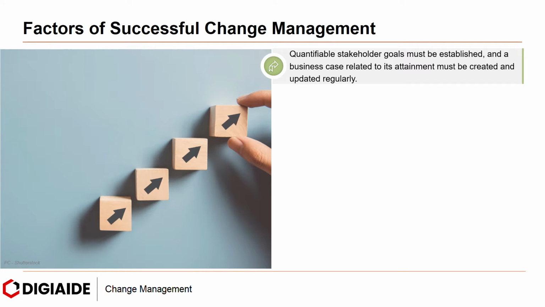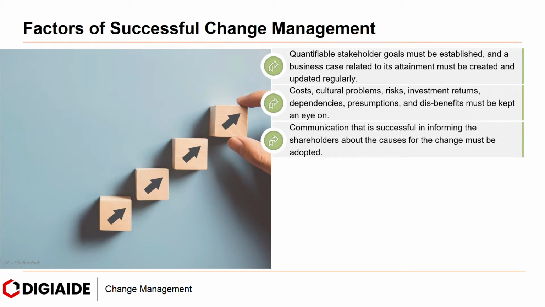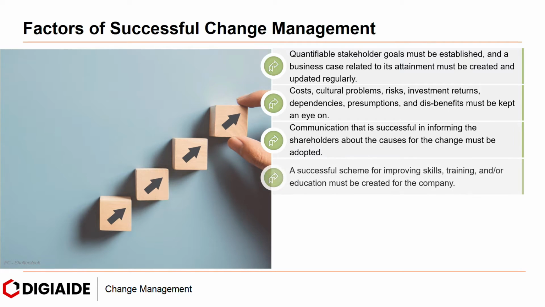Moving on to factors of successful change management. Quantifiable stakeholder goals must be established and a business case related to its attainment must be created and updated regularly. Cost, cultural problems, risk, investment returns, dependencies, presumptions, and disbenefits must be kept an eye on. Communication that is successful in informing the shareholders about the causes for the change must be adopted. A successful scheme for improving skills, training, and/or education must be created for the company.